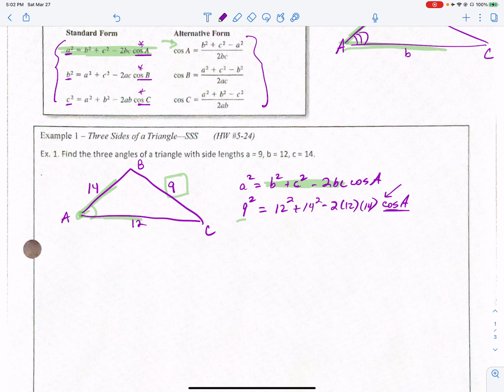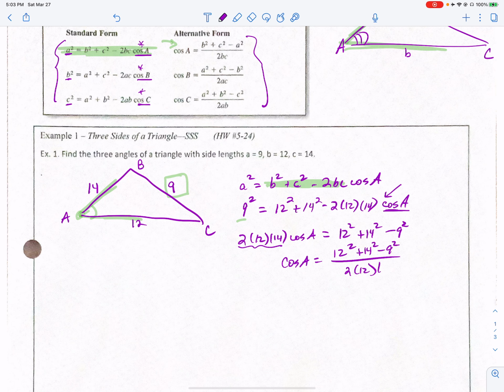All right, so on this, I'm going to move that 2 times 12 times 14 times the cosine of A to the left, so it has a positive value. And then I am going to move the 9 squared to the right. And now I can just divide by that 2 times 12 times 14, and I will have cosine of A. And that is this form right there.